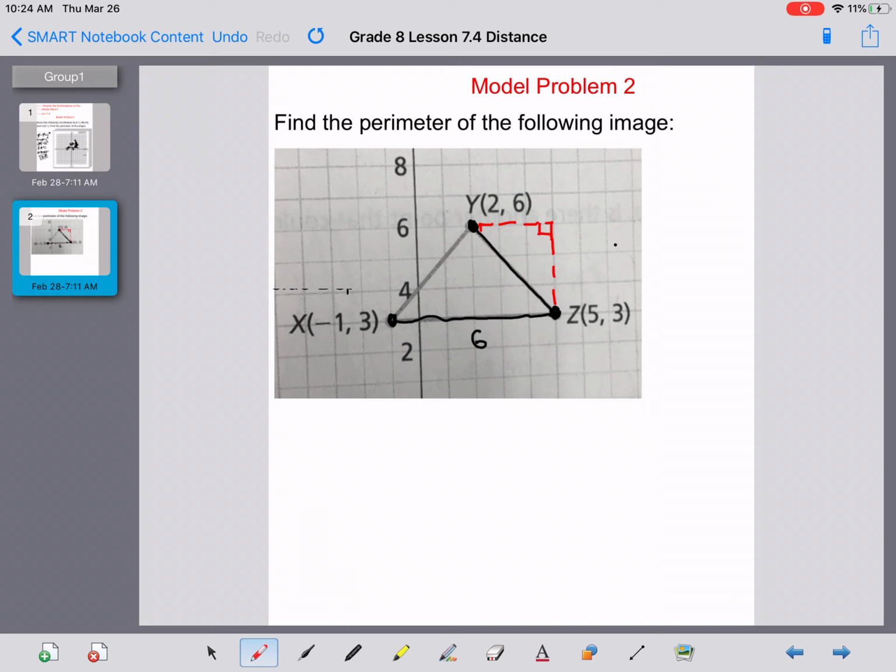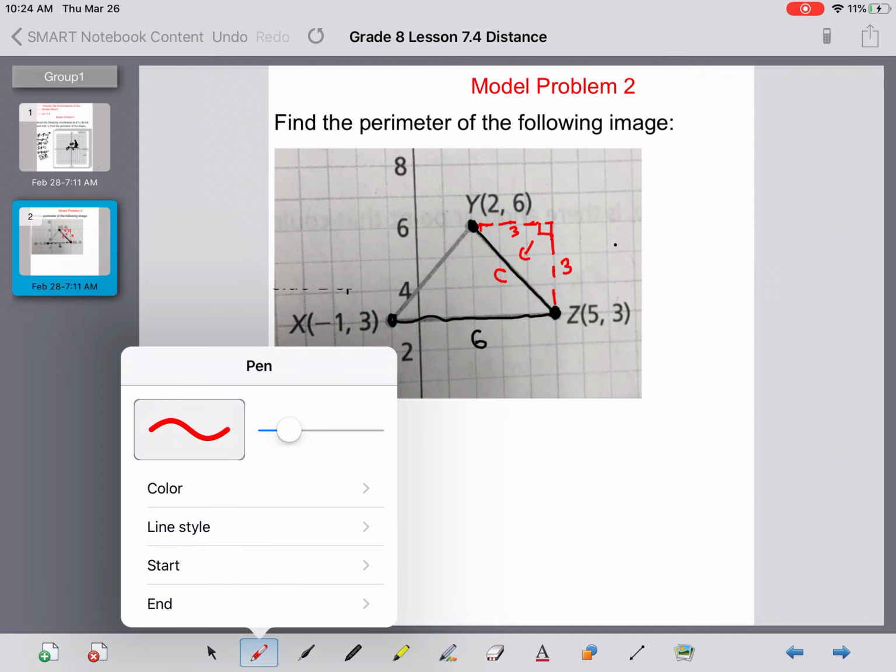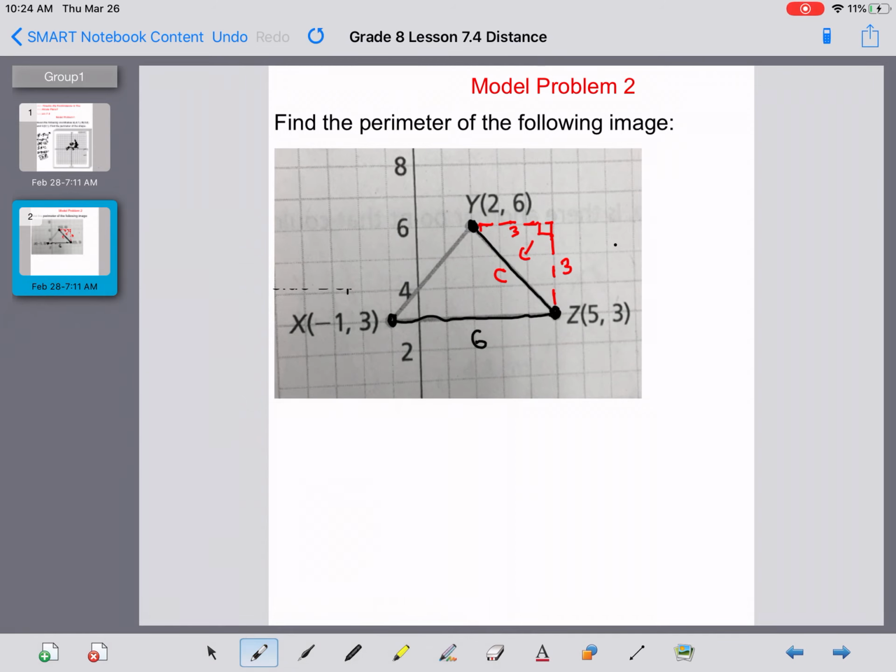This up top part, it would be 1, 2, 3. And then on the side, I would have 1, 2, 3 as well. And this would be my hypotenuse because it's opposite my right angle. So to find that, I would have 3 squared plus 3 squared equals c squared. 9 plus 9 equals c squared.